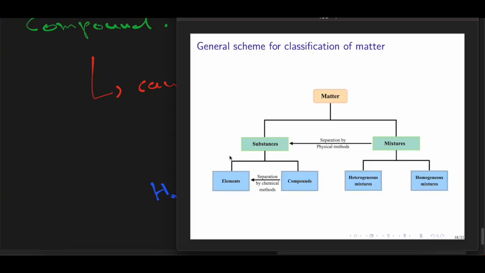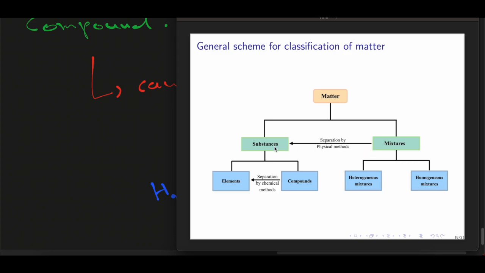To summarize what we've seen with matter, we said that matter can exist either in mixtures or pure substances. Matter that exists in mixtures can be separated by physical means to obtain pure substances. Okay, and the mixture can be either homogeneous or heterogeneous. Homogeneous, we said that we have the same composition throughout the solution. Heterogeneous mixture, we have different composition.